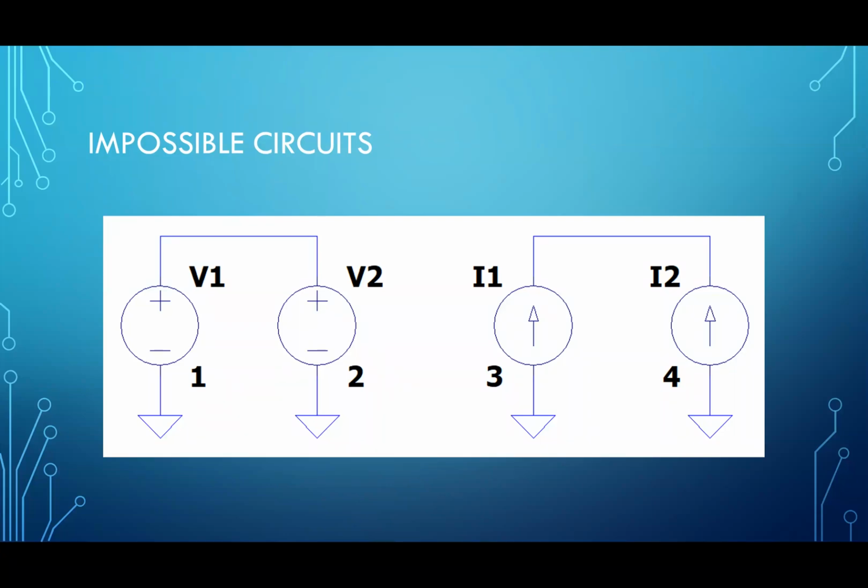The simulator would say this matrix is overdefined. In the case of the circuit on the right, if you perform Kirchhoff's current law at the top node, you would get 3 equals 4, and that's also inappropriate. That's not a correct use of math.